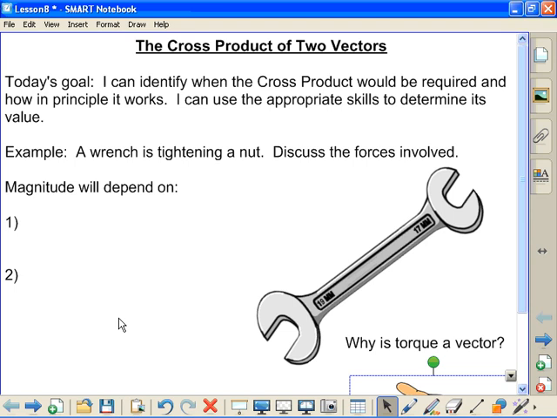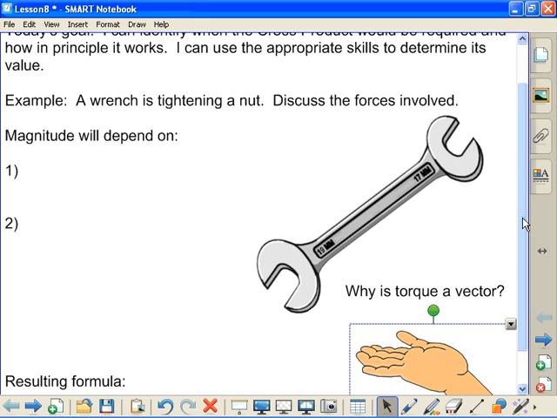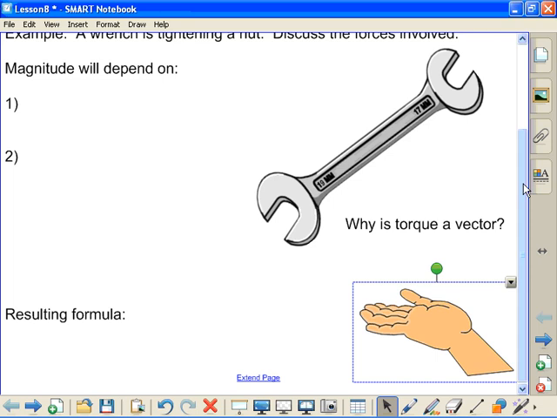So what is today's goal? I want you to be able to identify the cross product when it would be required, and in principle how it works, and I want you to be able to use the appropriate skills to determine the value. So that means that I need you to be able to do the cross product. I can't stress how important it is to be able to do dot product and cross product for Unit 2. Unit 1, it's just going to be, do the calculation for me. Unit 2, we're going to be applying it, so it's very, very important that you have that down and you're comfortable with it. So, an example here.